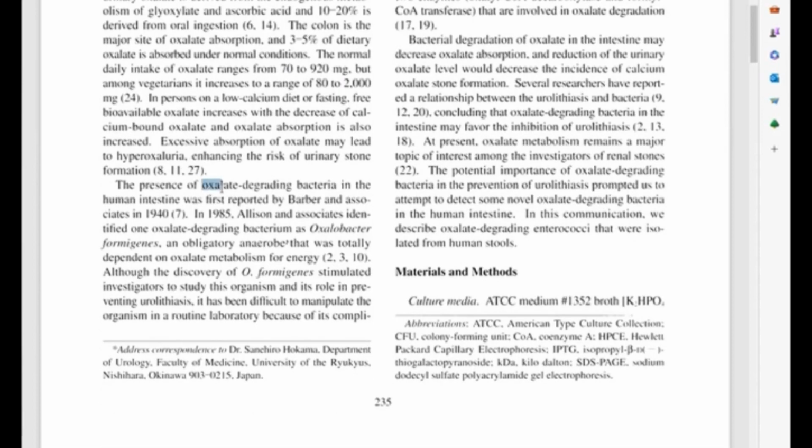The presence of oxalate-degrading bacteria in the human intestine was first reported in 1940, and they found that one main one was Oxalobacter formigenes, which is an obligate anaerobe and means that it doesn't use oxygen. That's another issue we're finding with people who are having dysbiosis, that they have more of an increase in firmicutes and lower bacteroides, and that's often due to too much oxygen in the gut from poor digestion. So that's another thing. If there's not enough fermentation, then this bacteria cannot thrive.